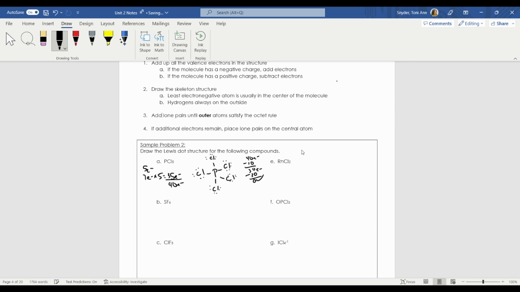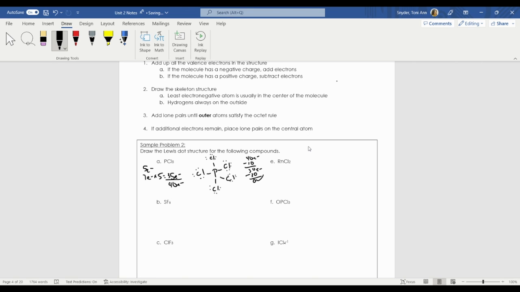Look at that. At this point, this is the correct structure for phosphorus pentachloride. You might be like, wait a minute, this goes against everything we've done, right? We're going to talk a little bit more about that in the next video. So how do we know that this is the correct structure? Okay, so for now, we're just going to draw some Lewis dot structures.